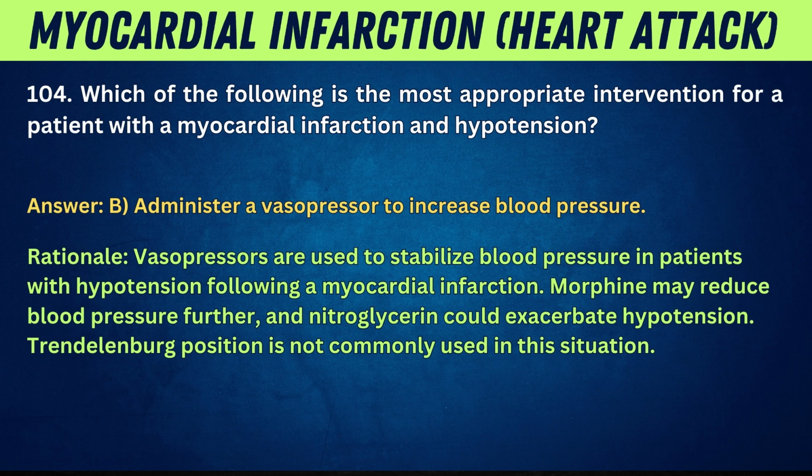Rationale: vasopressors are used to stabilize blood pressure in patients with hypotension following a myocardial infarction. Morphine may reduce blood pressure further, and nitroglycerin could exacerbate hypotension. Trendelenburg position is not commonly used in this situation.